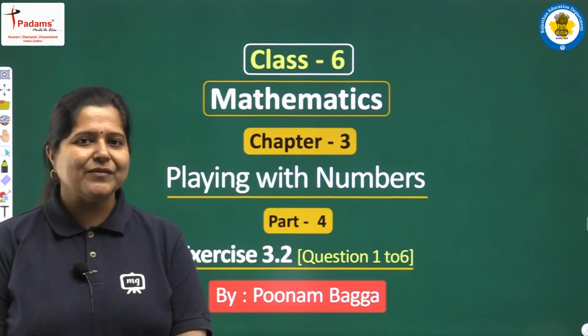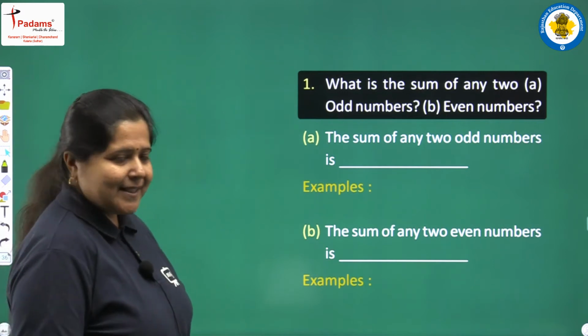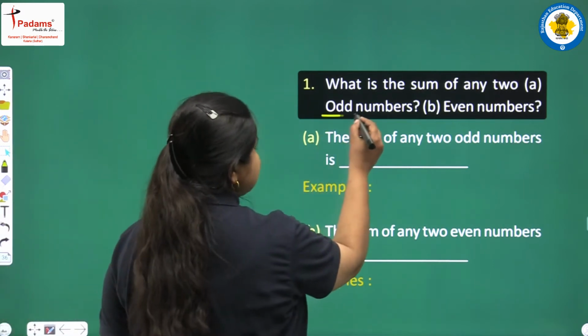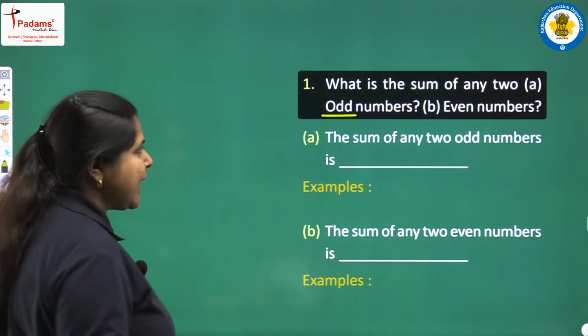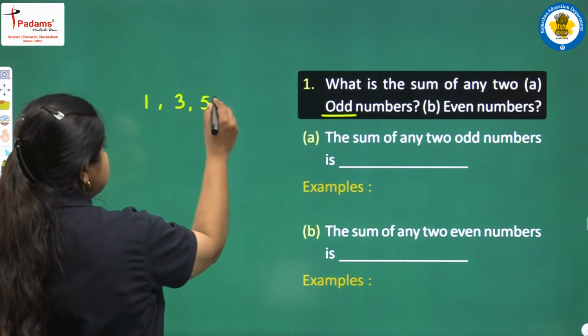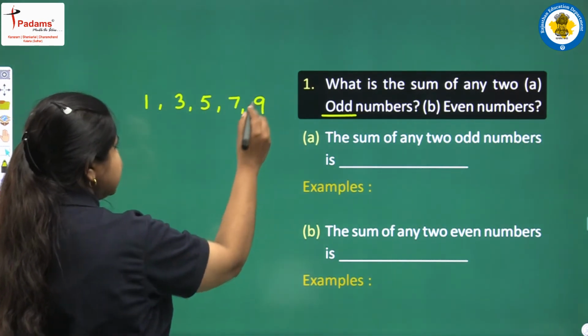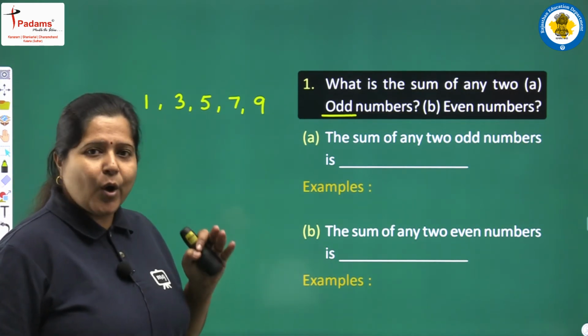Here's the first question for you. What is the sum of any two odd numbers? We have to take any two odd numbers and then we will check what will be their sum. We know that odd numbers end with 1, 3, 5, 7 or 9. These are the digits at the ones place in case of an odd number.